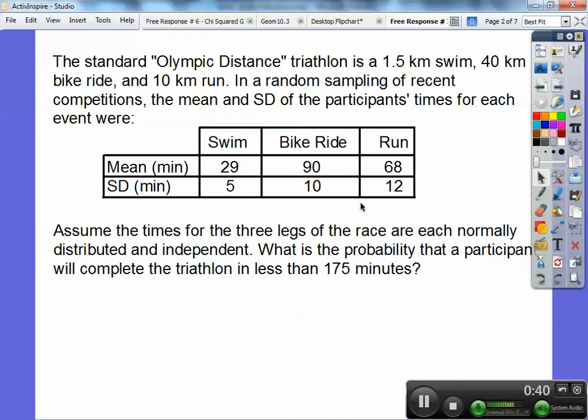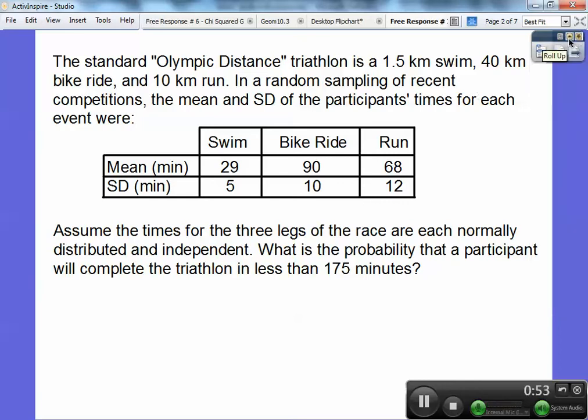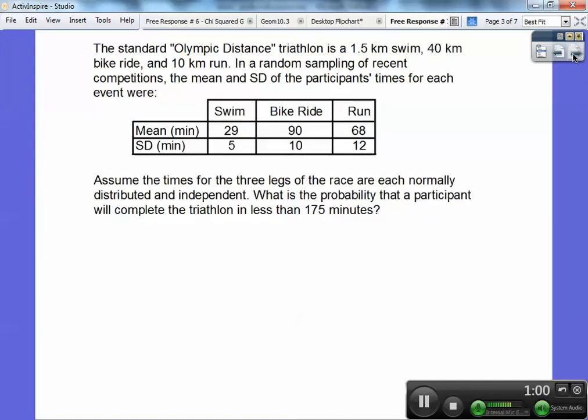So assuming the times for the three legs of the race are each normally distributed and independent of each other, what is the probability that a participant, that says participant right there, let me get rid of this box, will complete the triathlon in less than 175 minutes? Okay. All right, let me shrink it up a little bit right here, get some more space.